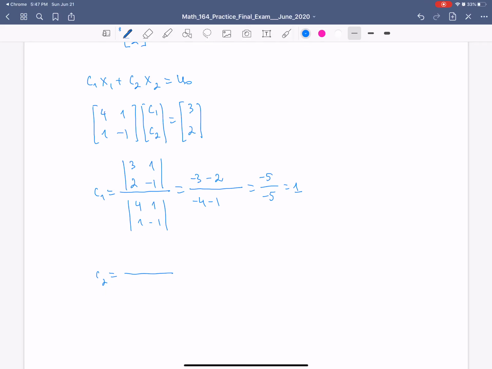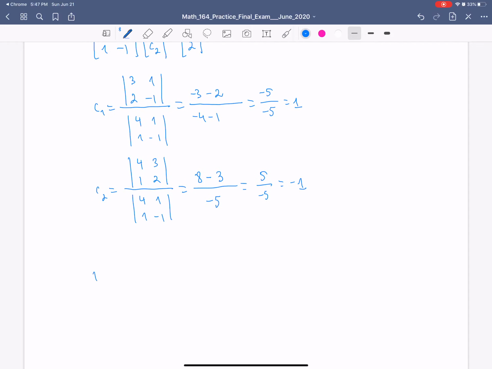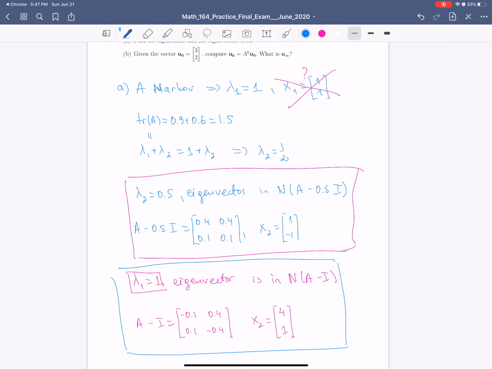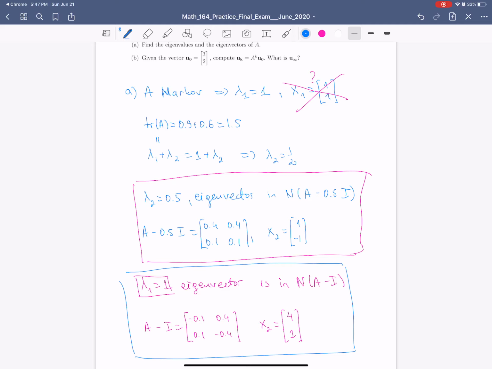C2 equals 4, 1, 3, 2, over 4, 1, 1, negative 1. I know that the denominator is negative 5. The numerator is 8 minus 3, which is a 5. So we get negative 1. So we have C1 and C2. So I have u naught equals x1 minus x2. And perhaps that could have been also obtained by observation. Sorry, this should be x1.